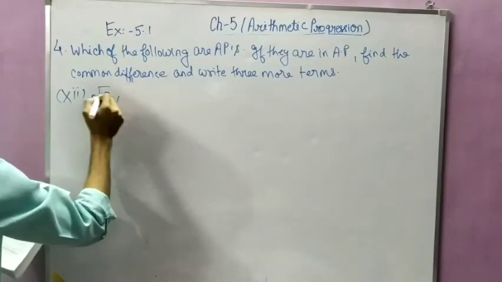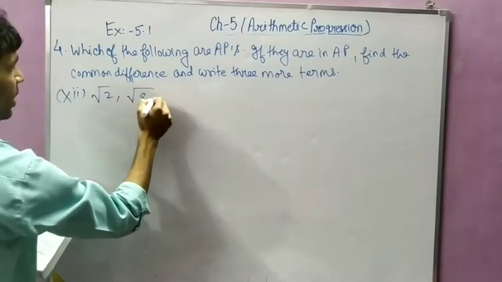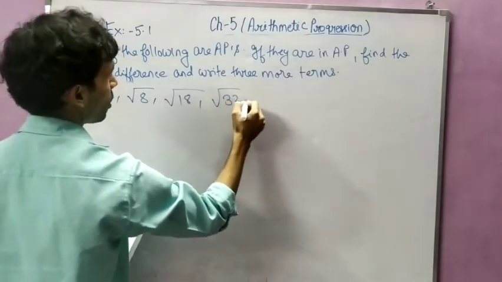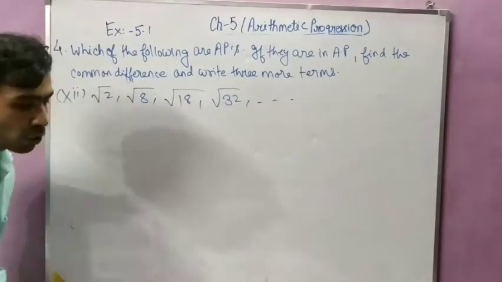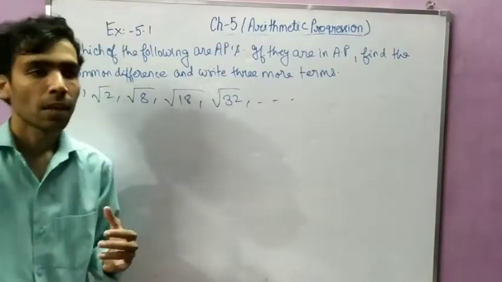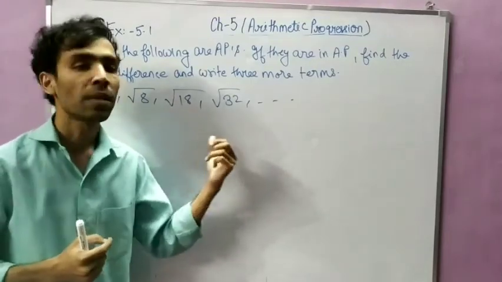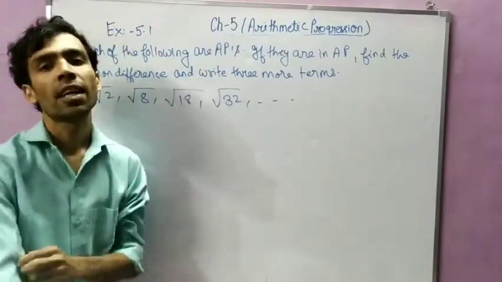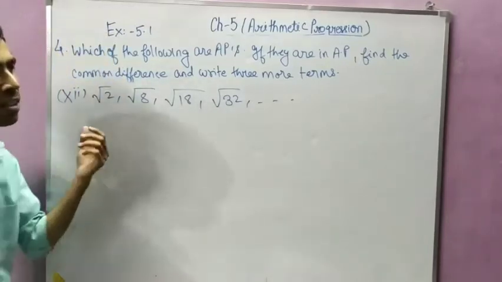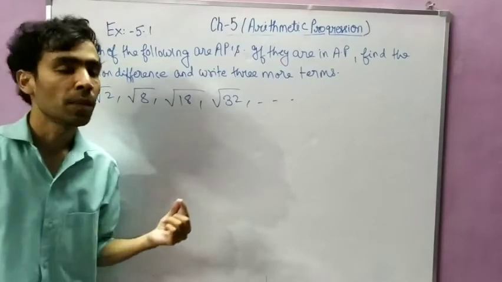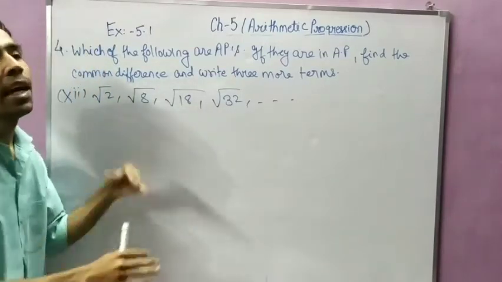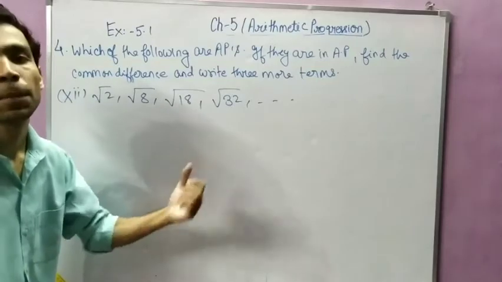first is root 2, second is root 8, third is root 18, and fourth is root 32 ... Now students, see, when you see this type of question, means root type question, then you can't tell by seeing them whether they are in AP or not. Okay. So first you will simplify it as much as you can. Means if it is possible to simplify the root, you will simplify, and after that you will see whether they are in AP or not.